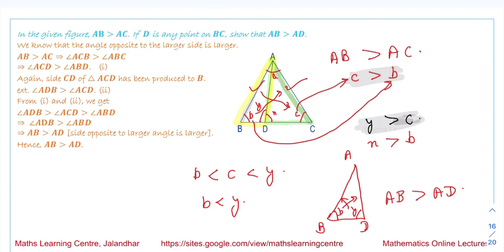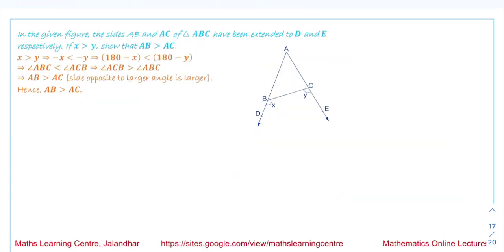Now next, the triangle ABC is given. We have extended the sides AB and AC: AB is extended to BD and AC is extended to CE. These two angles, X and Y, are given to us, and further it is given that the value of X is greater than the value of Y. If we multiply by -1, we get minus X is less than minus Y. If we add 180 to both sides, we get 180 minus X is less than 180 minus Y.